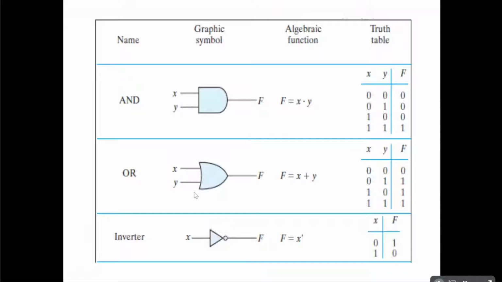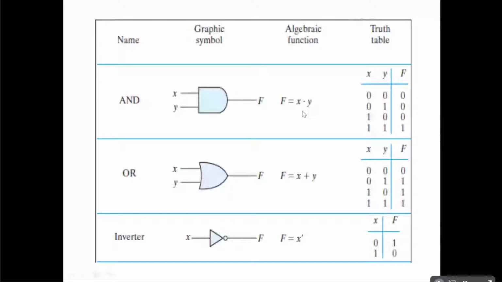These 3 gates are called basic gates. AND gate, OR gate and inverter. First one is AND gate. This is the graphic symbol for 2 inputs, and we get F, that is output. This is the algebraic function of this AND gate.